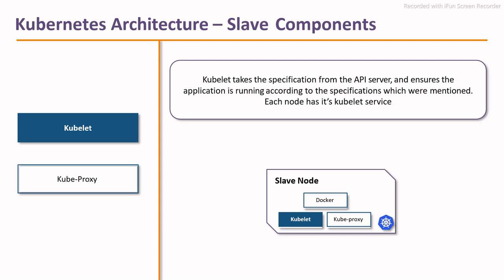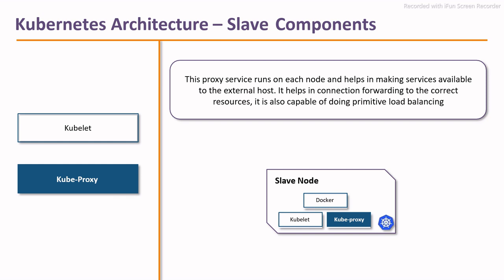Next is the kubelet. Every node has an agent called kubelet. It ensures that the containers described in the pod specifications are up and running properly. Next, we have the kube proxy. It is a network proxy on each node that maintains network rules, which allows for communication from pod to network session, whether inside or outside the cluster, using the operating system packet filtering.